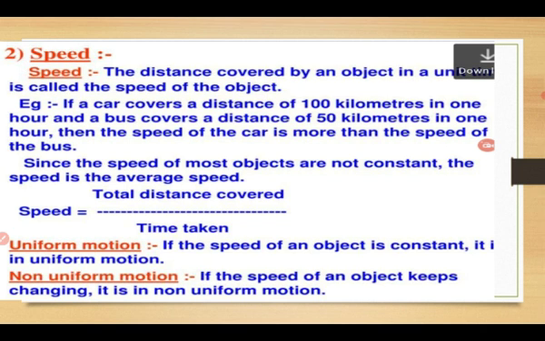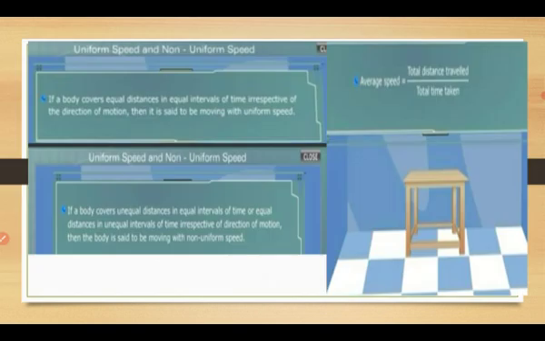Just as we studied uniform motion and non-uniform motion, here we will study uniform speed and non-uniform speed. If the speed of an object is constant, it is called uniform motion or uniform speed. And if the speed of an object keeps changing, then it is called non-uniform motion or non-uniform speed. I already explained uniform speed and non-uniform speed.